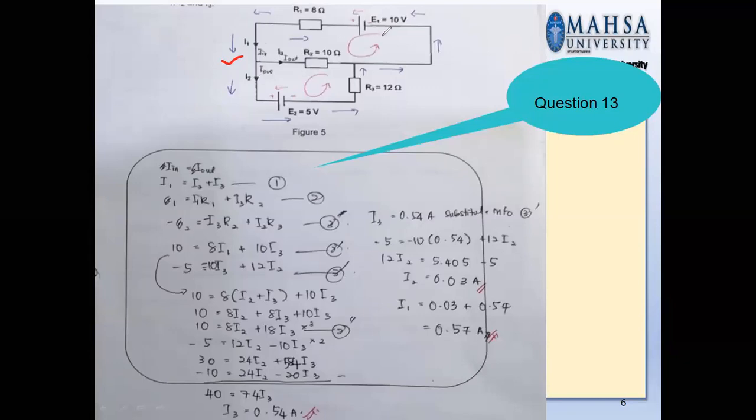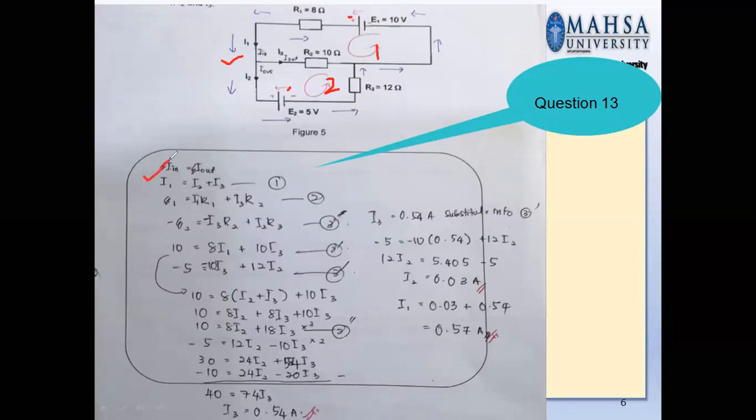And then the direction of your loop, loop 1, and then loop 2. The direction of your EMF, the direction of your EMF here. Okay, label done. Next you need to write your equations.